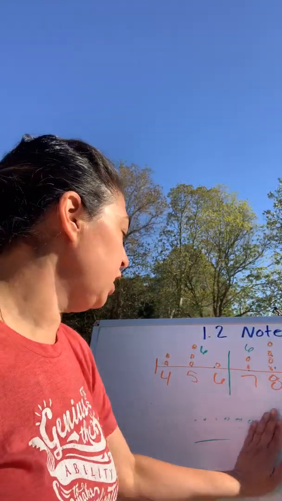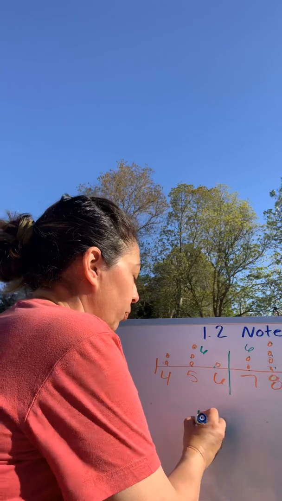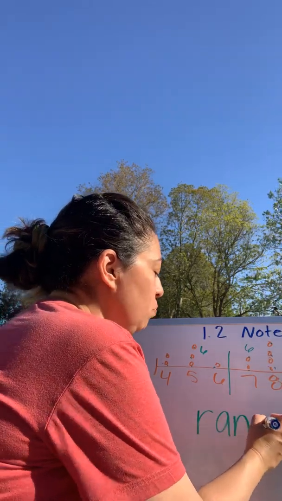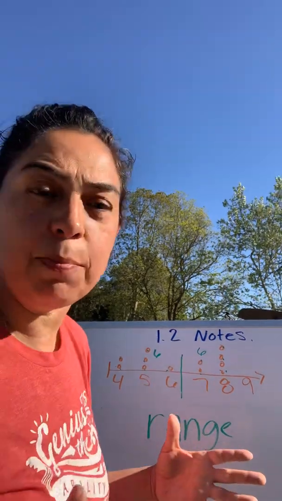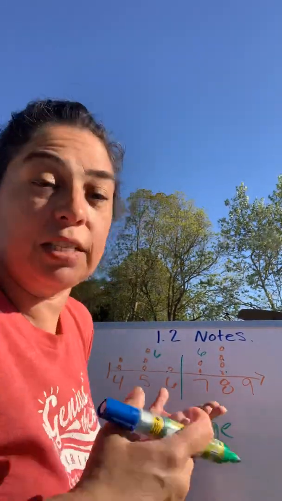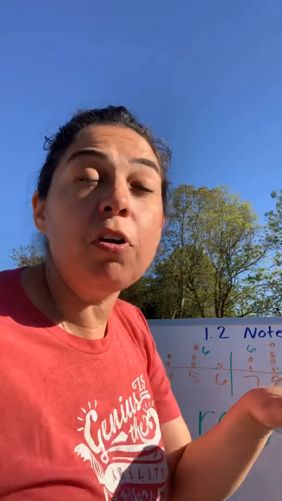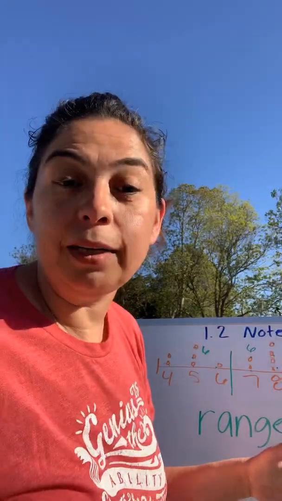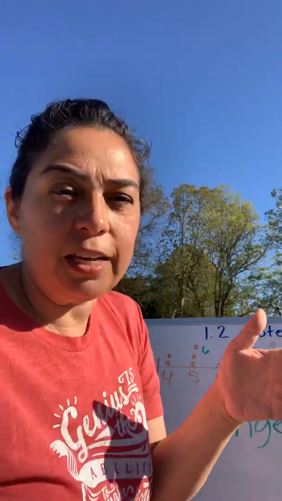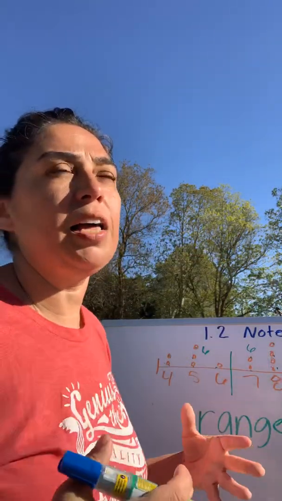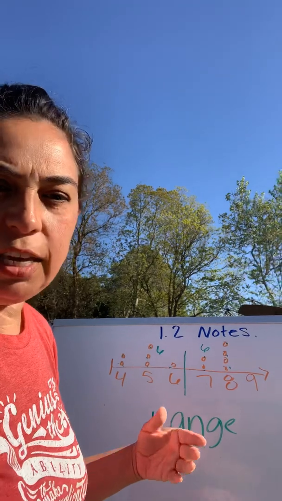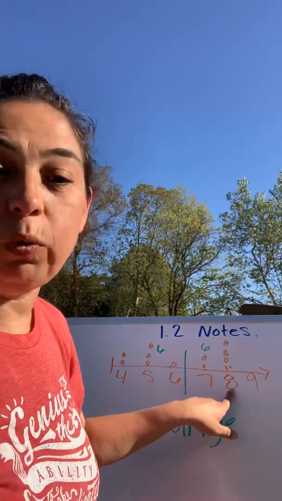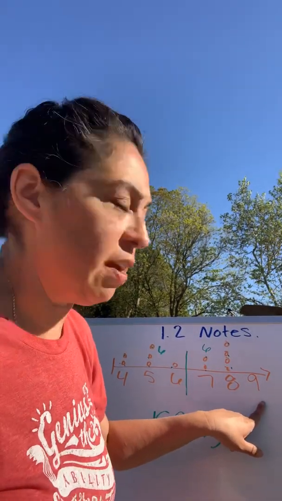The last word is the range. Range means you're taking the largest number and you're subtracting the smallest number. Now it's not the largest number on your number line, but the largest number of your data set. So which is the largest number that has data attached to it? In this case, it would be 8. We would not add 9 because 9 does not have data.